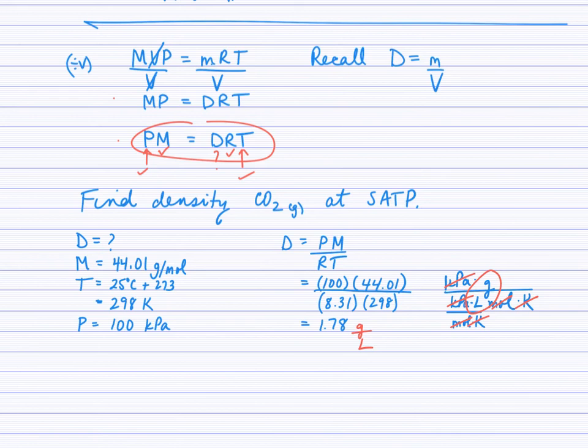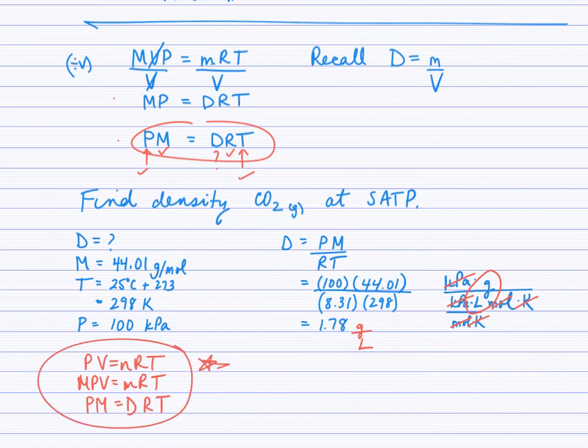So, in summary, we had PV equals nRT, MPV equals mRT, and PM equals dRT. So you will need to know all three of those formulas, and you'll find them very useful throughout the problems.